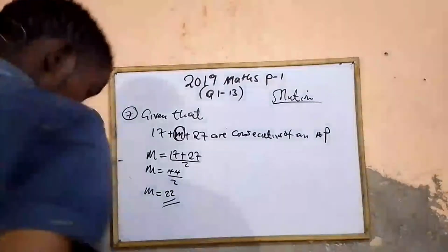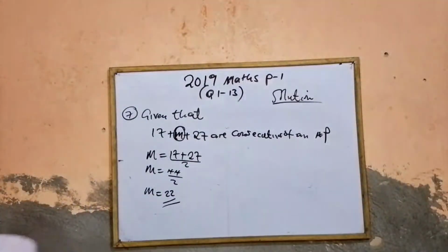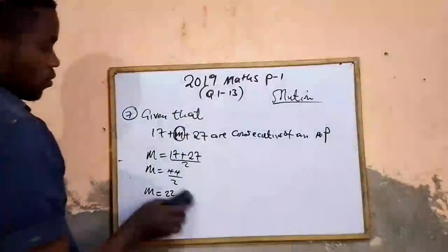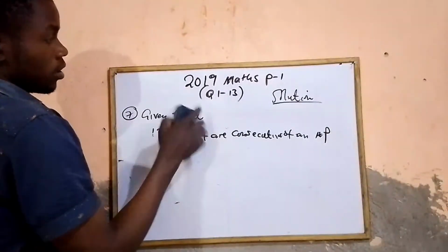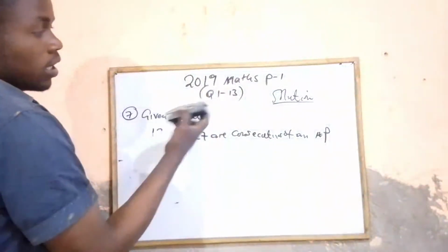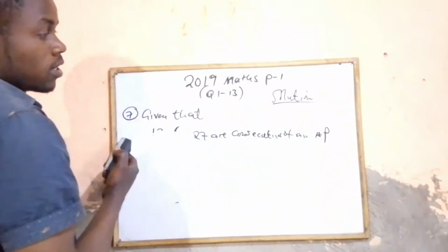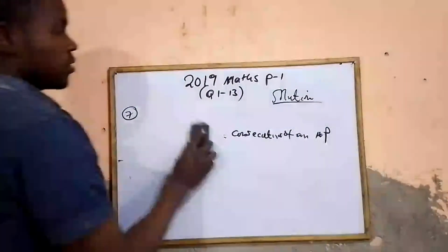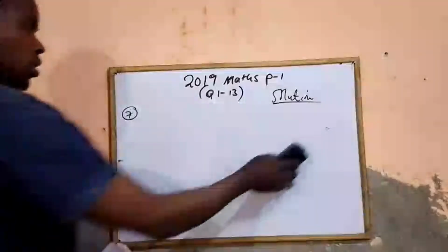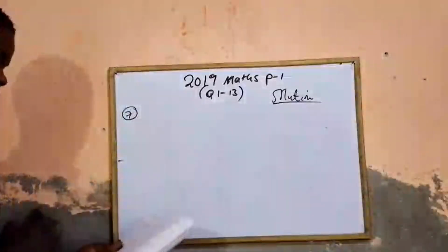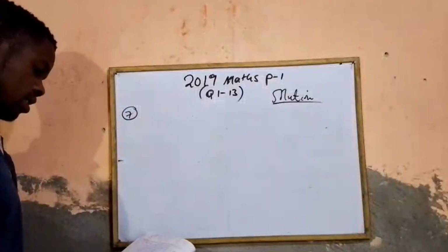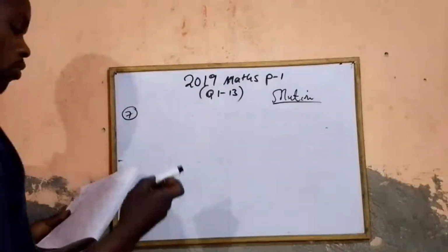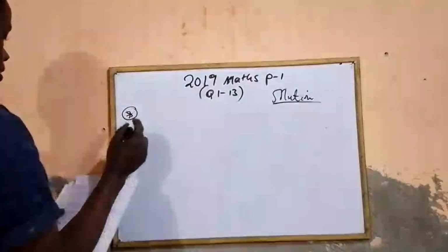So now let's move on. We are done with question 7. For those who have just joined us, we are looking at the 2019 math paper 1, and we are answering question 1 to question 13. Now we are on question 8. Keep watching, share this video with your friends, because this video might help your friends. So now we move on to question 8.